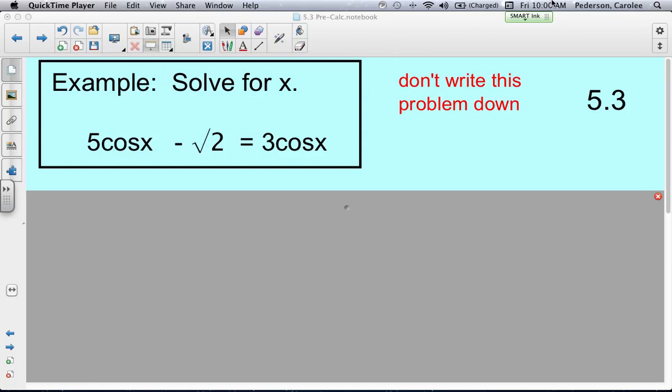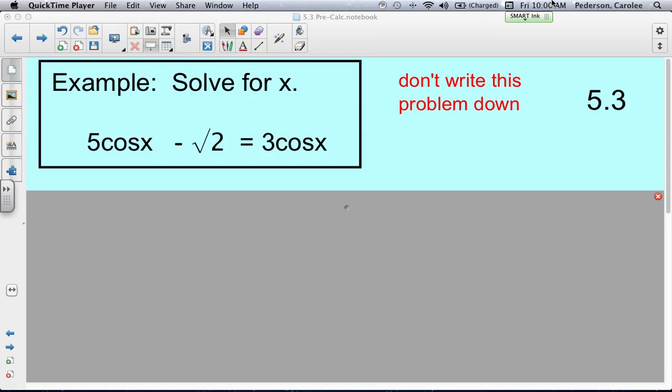Okay, 5.3, day 1, part 2. I don't want you to write this problem down, but I just want you to see a little bit of a difference in this question than the last two. So we have 5 cosine of x minus the square root of 2 equals 3 cosine of x. What might we want to do first to solve for the cosine of x?